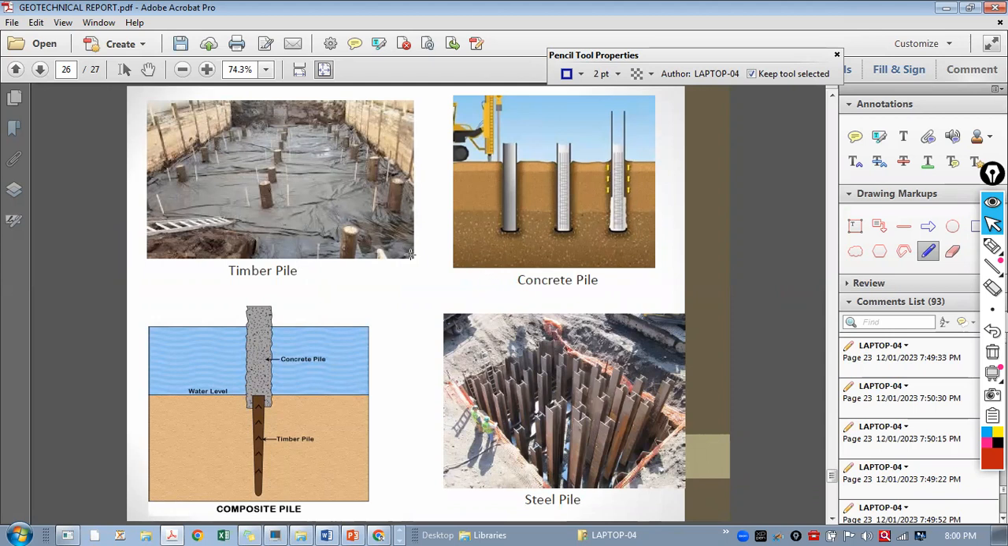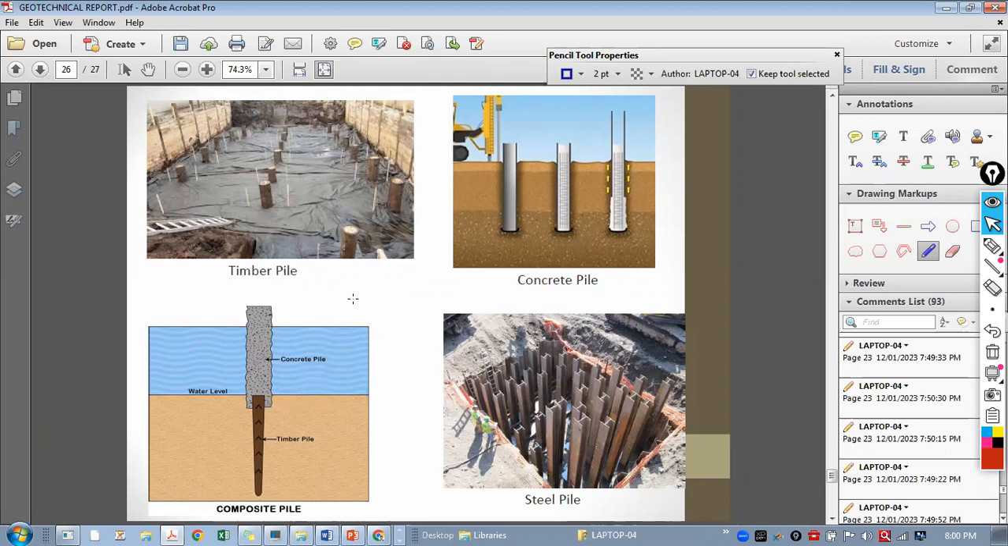Yeah, there are different types of piles: timber piles, concrete piles, steel piles like this. The geotechnical investigation people will give such kinds of suggestions. Generally for bigger projects, steel piles and concrete piles can be used, and depending on the cost of the pile foundation, we can decide which should be chosen for that.